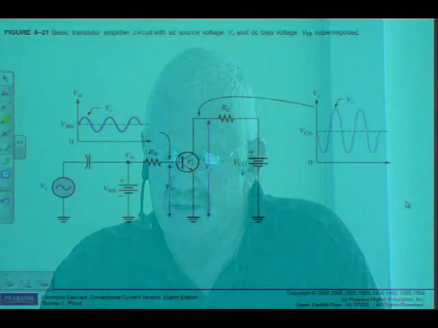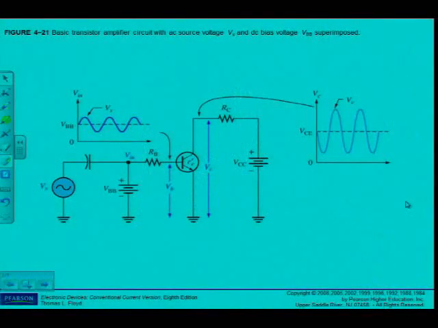and a DC bias voltage VBB superimposed. Figure 4.21 in your textbooks.